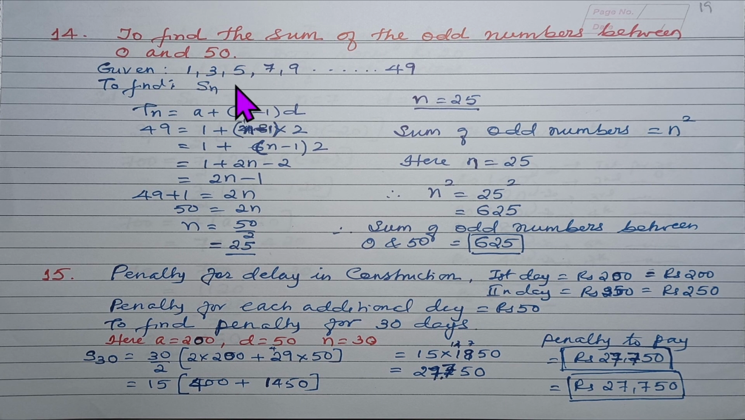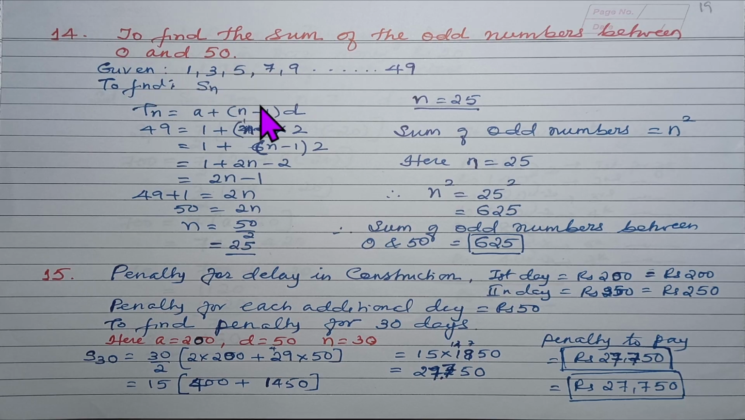Now coming to the next example, to find the sum of the odd numbers between 0 and 50. Okay, we have to find the sum of the odd numbers between 0 and 50. Now what we are given is 1, 3, 5, 7, 9 and so on up to 49 are the odd numbers. Now we have to find the sum of this.